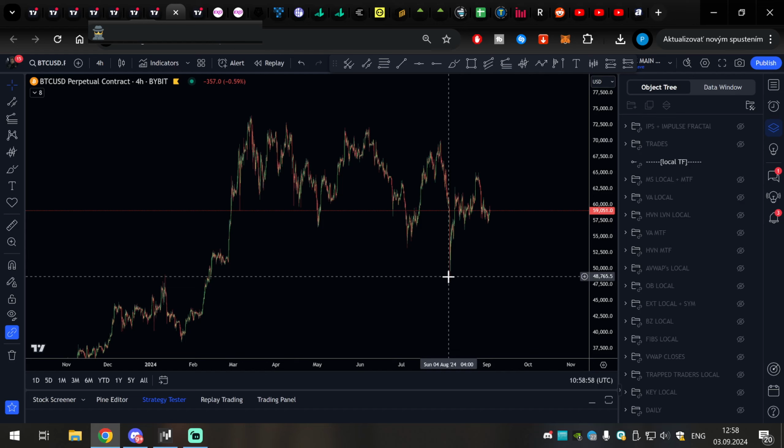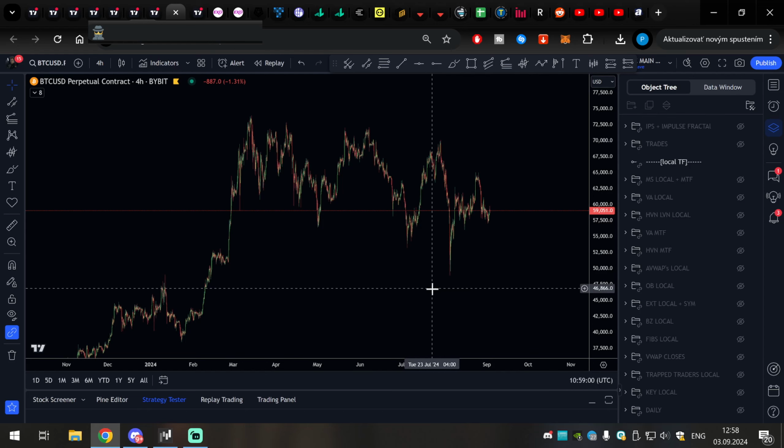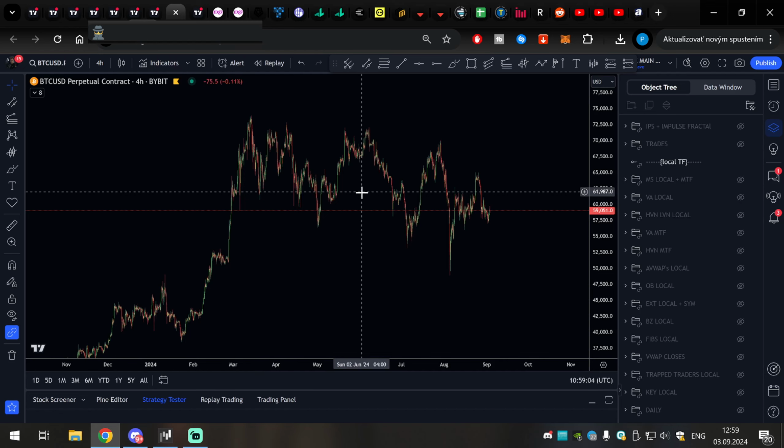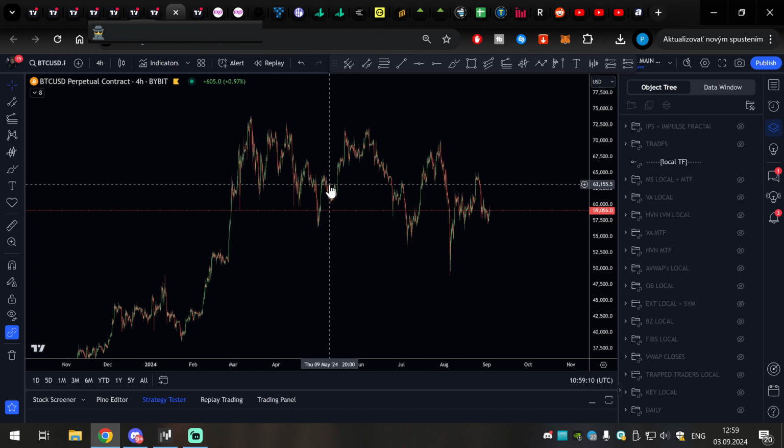So you have big camps of people arguing, and meanwhile we are ranging for 6 months. This is actually the reason why we're ranging: the market hasn't made up its mind what the next step is. I'll be showing you my approach. I don't care about those camps.